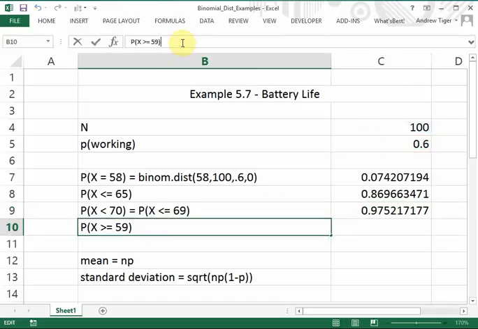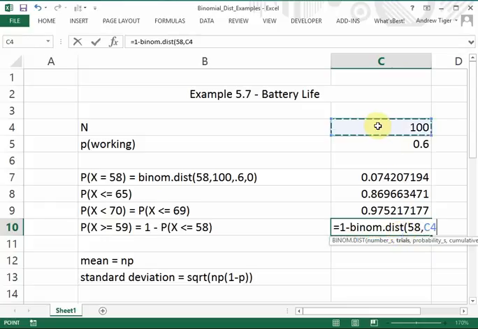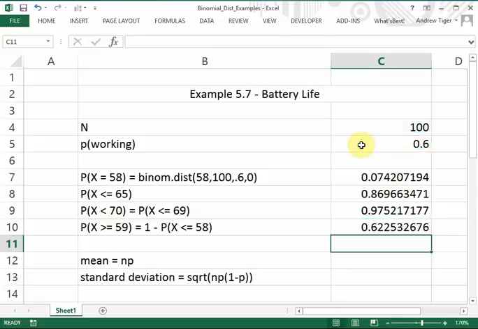This one is greater than or equal to 59. That's on the right hand side, so we have to subtract from 1 first the probability that x is less than or equal to 58. So look how that works. Greater than or equal to 59, 59 or bigger, is 1 minus 58 or less. 1 minus BINOM.DIST. Put in your 58 out of 100, 0.6. The last argument is 1 because we're looking for a cumulative.